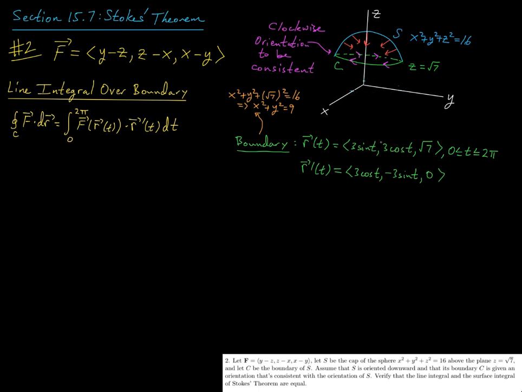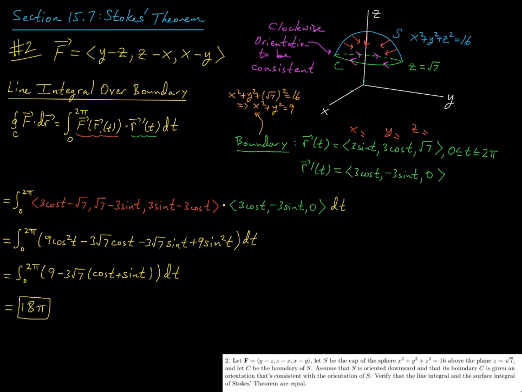So notice I've swapped the sine and the cosine, and that will give rise to a clockwise orientation as opposed to a counterclockwise orientation. And here's the derivative vector, r prime. All right, so now to compute the line integral over this boundary curve, we are going to integrate this dot product of our vector field F evaluated along this circle, and we're dotting that with the tangent vector, r prime.